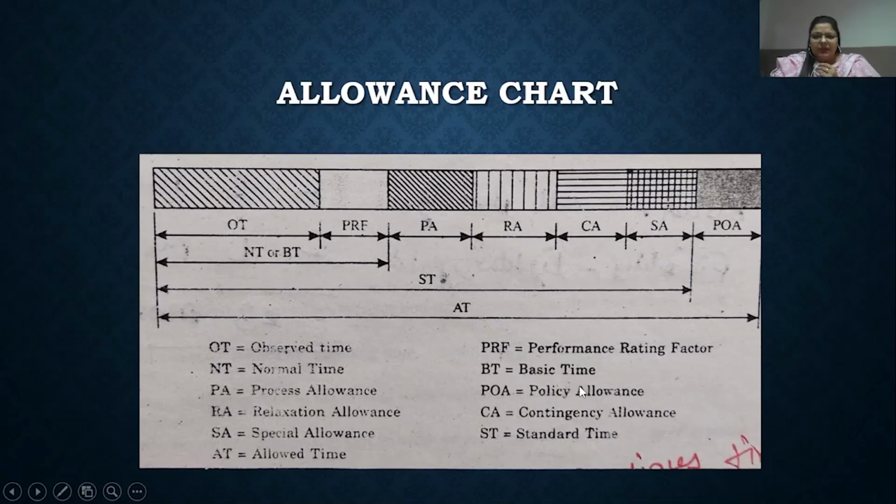Next is BT. BT is called basic time. Next is POA. POA is called policy allowance. CA is called contingency allowance. Next is ST. ST is called standard time. You can see that from this to this is the standard time, and this is the allowed time.